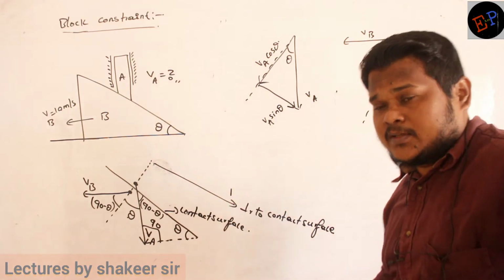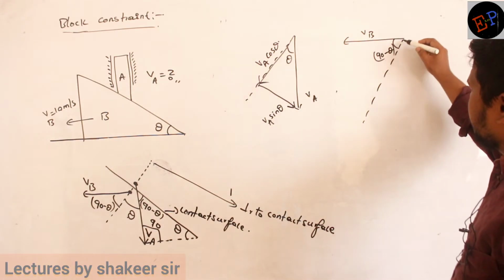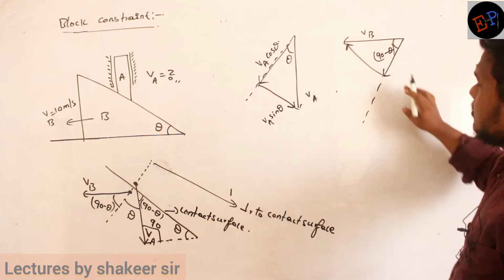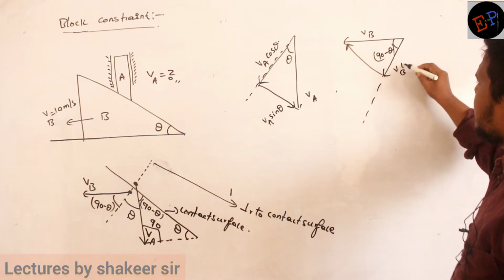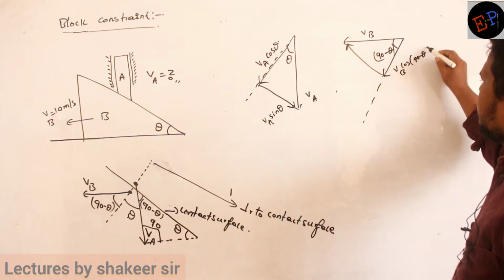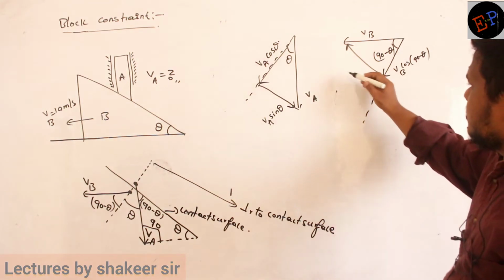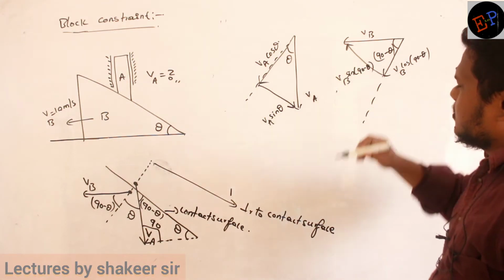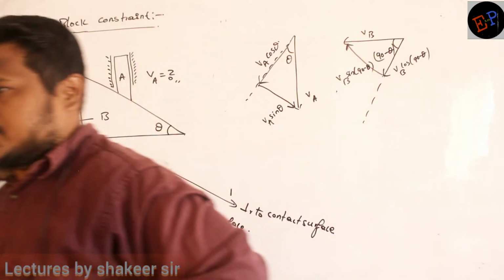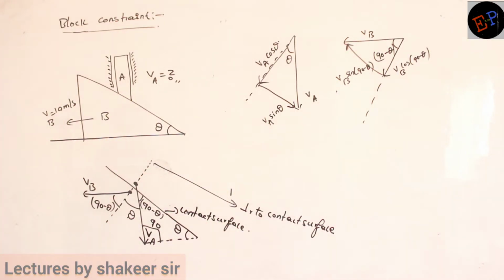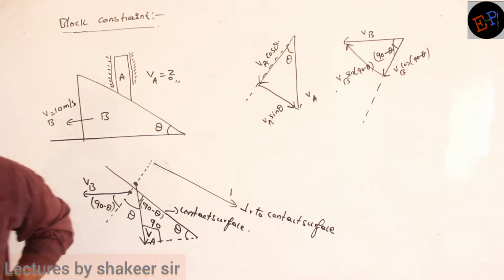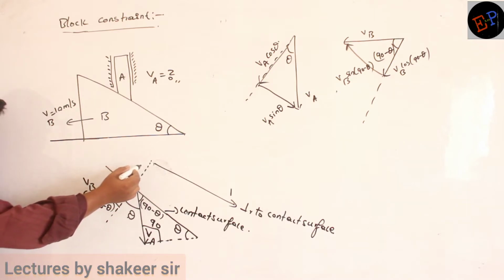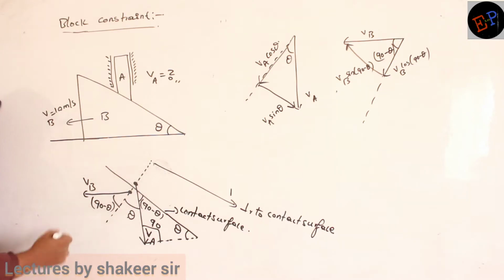So how can I split this one into two components? One component, another component. This is VB cos 90 minus theta, and this is VB sin 90 minus theta. So both velocities I have split into components. Now, which two velocities do I have to take? I am concerned with those velocities which are present in the direction perpendicular to the contact surface.